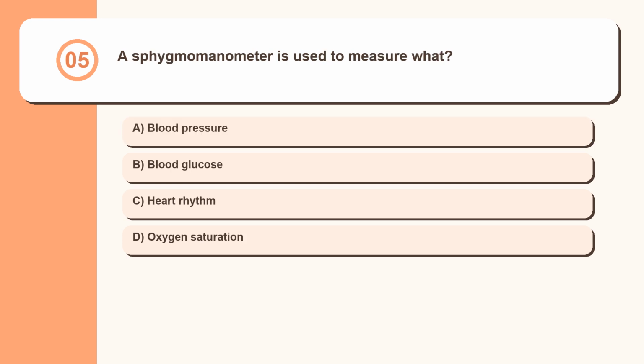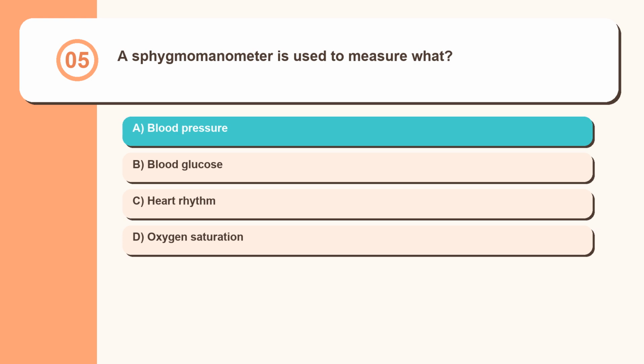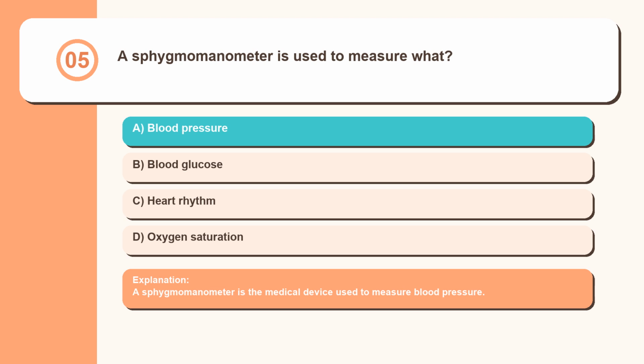Question 5. A sphygmomanometer is used to measure what? Blood pressure, blood glucose, heart rhythm, oxygen saturation. A sphygmomanometer is the medical device used to measure blood pressure.